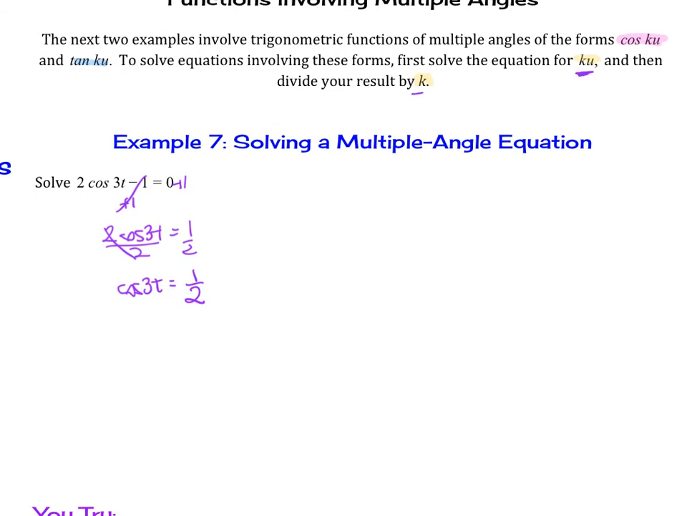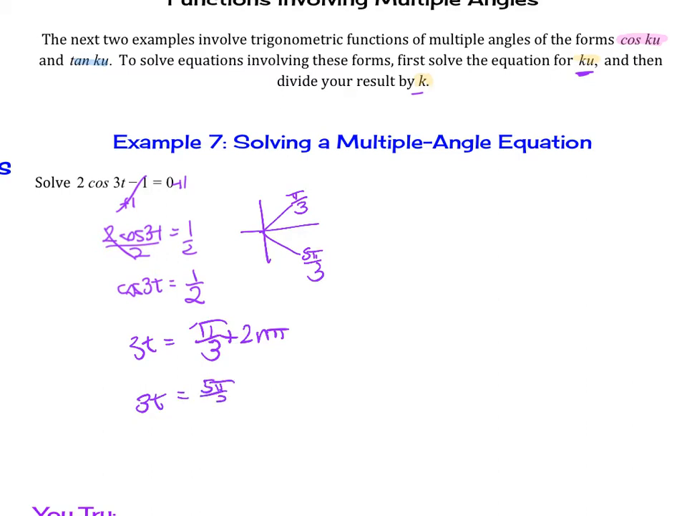So let's take a look at cosine of 3t equals 1/2. When does cosine equal 1/2? Cosine equals 1/2, positive, at pi over 3 and 5 pi over 3. So, sorry, it's 3x, or let's write that as 3t. 3t equals pi over 3 plus 2n pi. Then the other one is 3t equals 5 pi over 3 plus 2n pi. So same thing that we did yesterday.